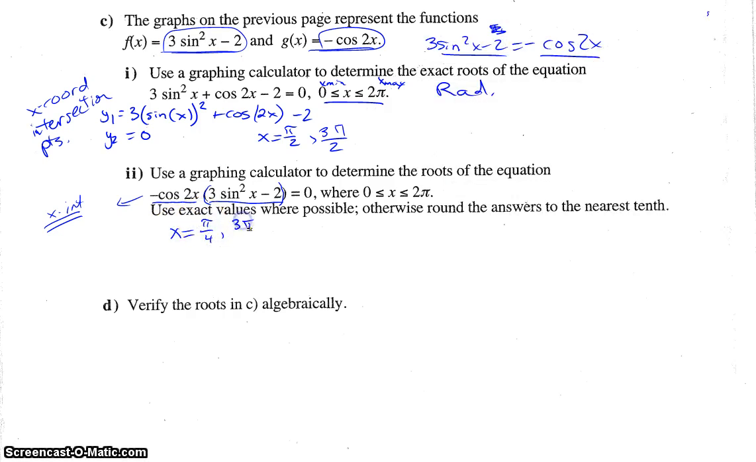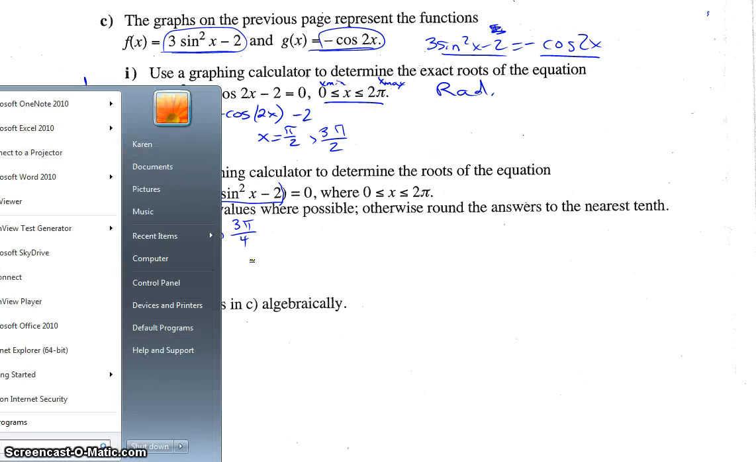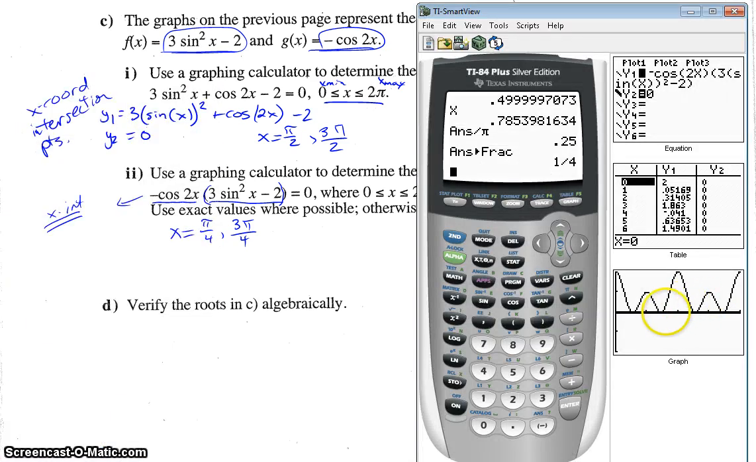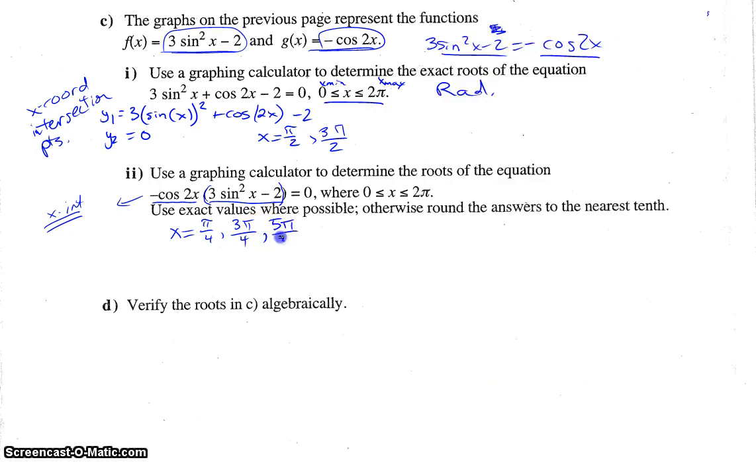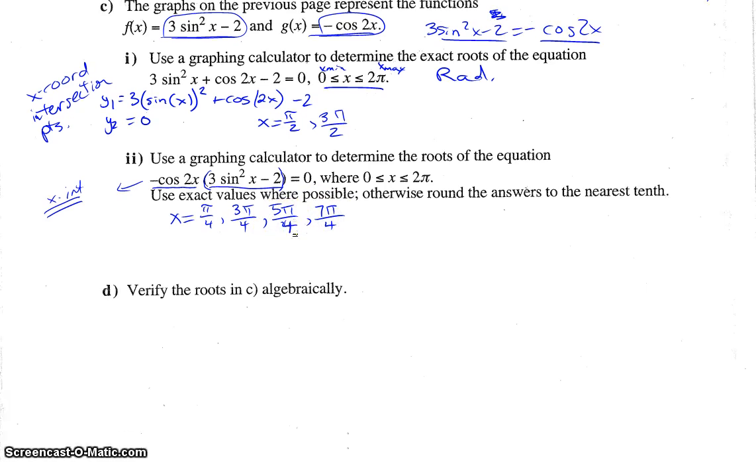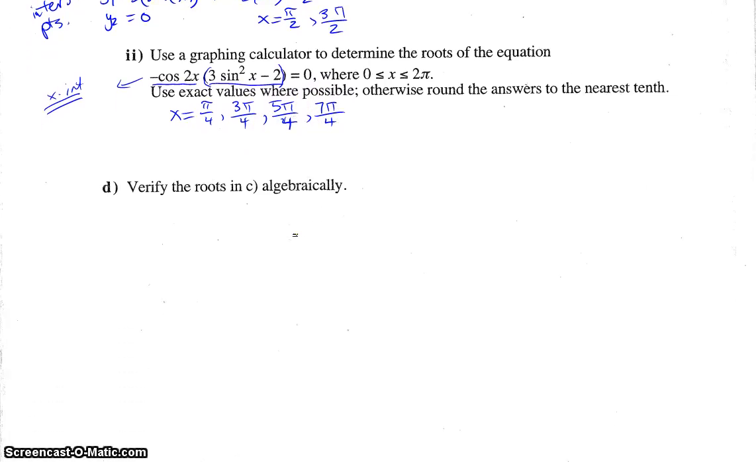3 pi over 4. Okay, let's look at that graph again. 3 pi, 4 pi over 4, 5 pi over 4, and 7 pi over 4. There we go. And if you want to confirm that, you can find those ones more exactly rather than guessing like I just did. Okay, now algebraically.